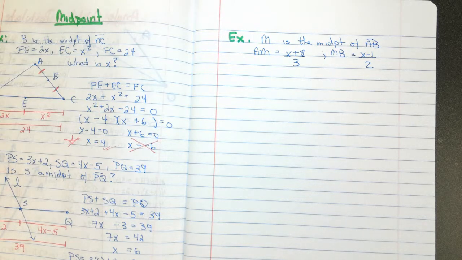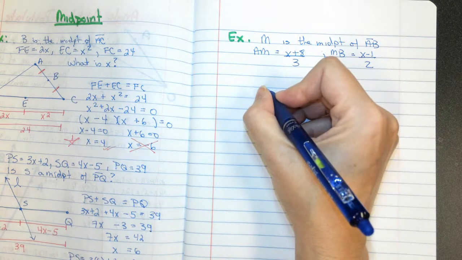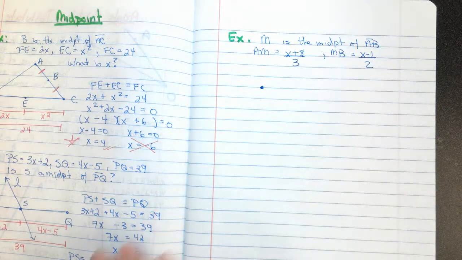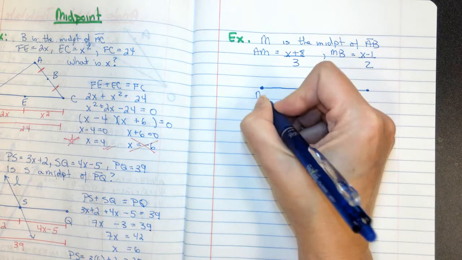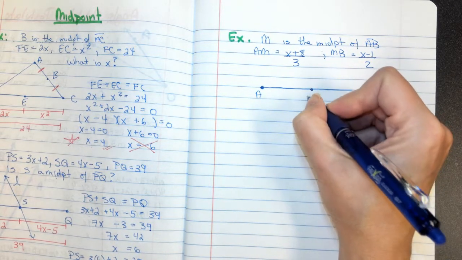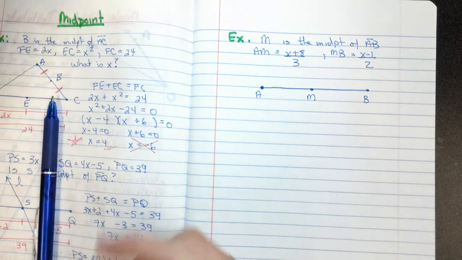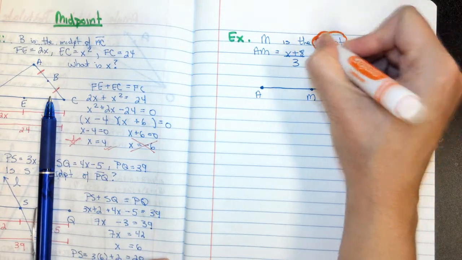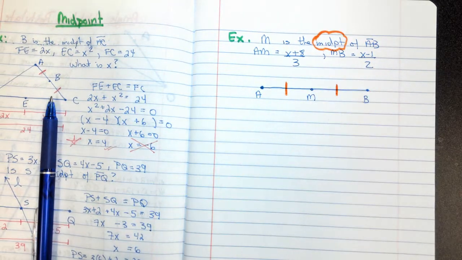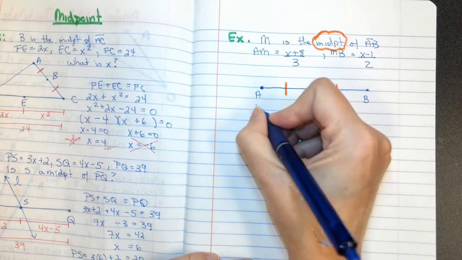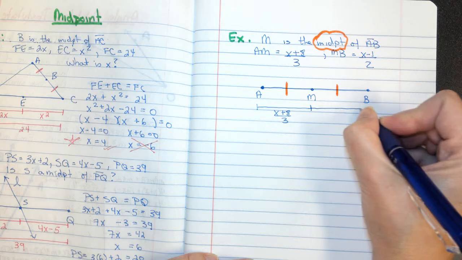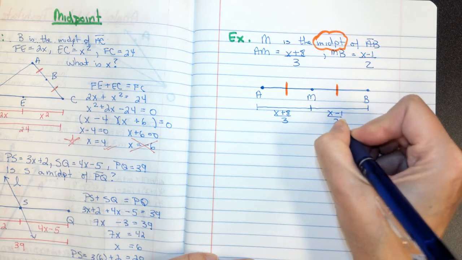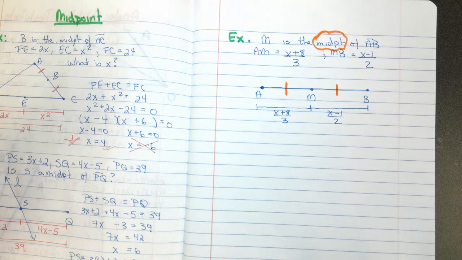All right. Now, I draw my picture, because they didn't give me a picture. The other ones, they would have given them to me. So I'm going to set this up. A, B, M is in the middle. This is a midpoint. They are telling me flat out, this is the midpoint. Mark them as congruent. That means that this one is (x plus 8) over 3, and this one is (x minus 1) over 2. I cannot have a hole because they equal each other. It would defeat the purpose.